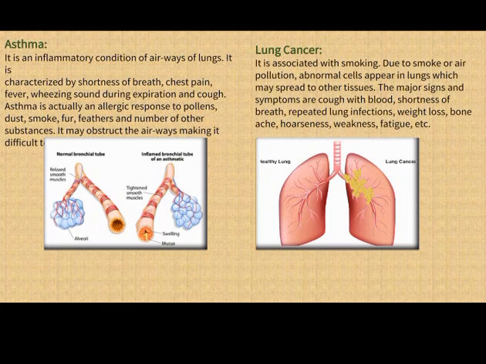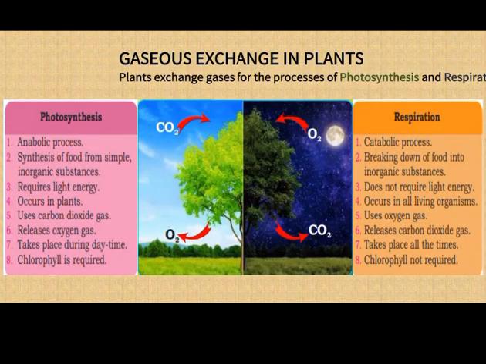pneumonia. Pneumonia is the main lung disorder which has a high fatality rate. So now we move towards a new topic, which is gaseous exchange in plants. Plants exchange gases for the process of photosynthesis and respiration. In the diagram, you can see two things, a daytime and a nighttime.